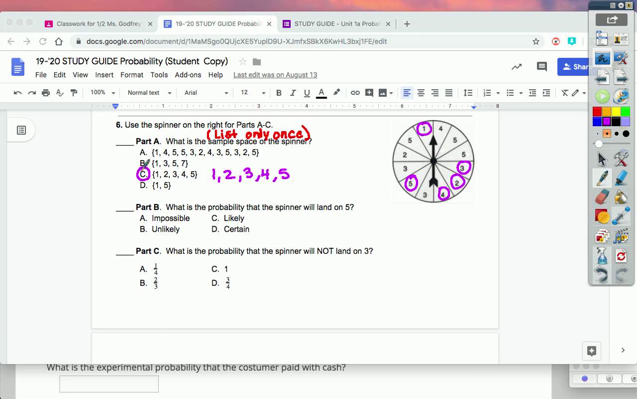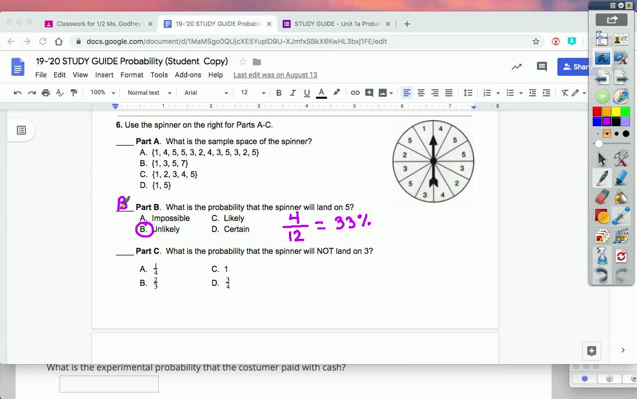Okay. So, what is the probability that the spinner will land on a 5? So we have a total of 1, 2, 3, 4, 5, 6, 7, 8, 9, 10, 11, 12 numbers. We have a total of 12 numbers. Of those 12 numbers, 4 of them are 5. That's about 33%. So it is unlikely that it will land on 5. 33%.